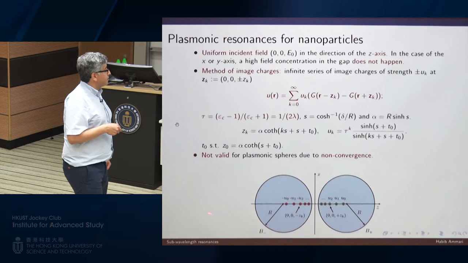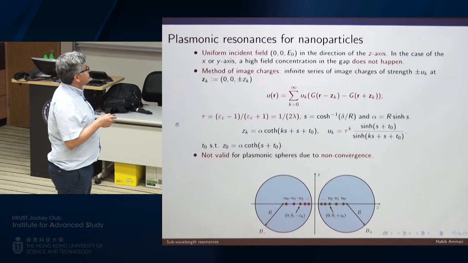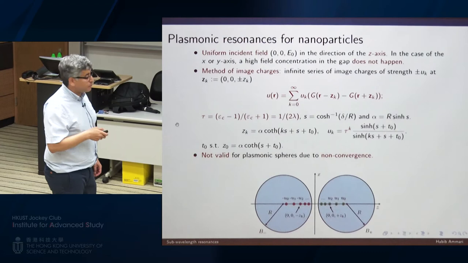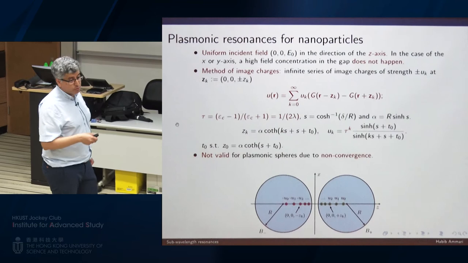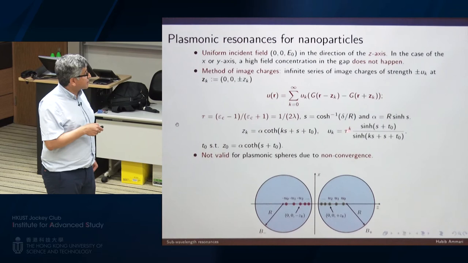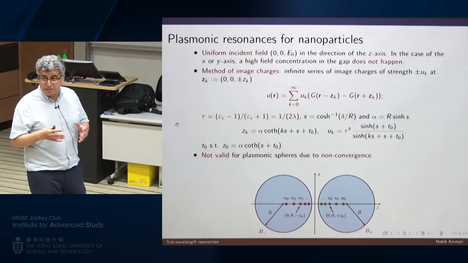You have a uniform incident field in this direction. You have two spheres here. And the method of image charges is to write the solution as an infinite series of image charges of strength uk, given by this, at these locations dk. Okay. If you look at what is 2 here, it's 1 over 2 lambda. Lambda was my permittivity contrast, epsilon c plus 1 over 2 epsilon c minus 1. And for plasmonic spheres, lambda is smaller than 1/2. So this guy is larger than 1. So this guy here will blow up. So this series here is not valid for plasmonic spheres because it does not converge.